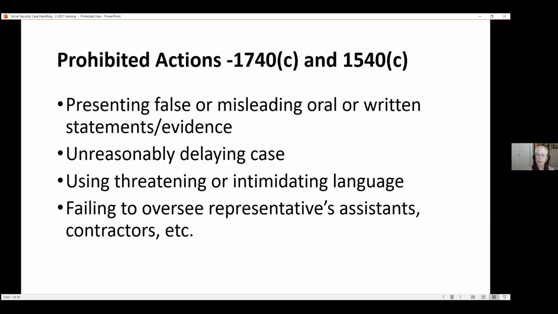Becky? The other thing, yes. Sorry, we have a few questions. Okay, great. If you ask the doctor and they refuse to fill out any forms, do you have to tell the ALJ that?